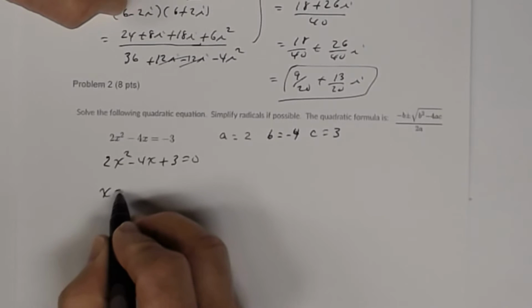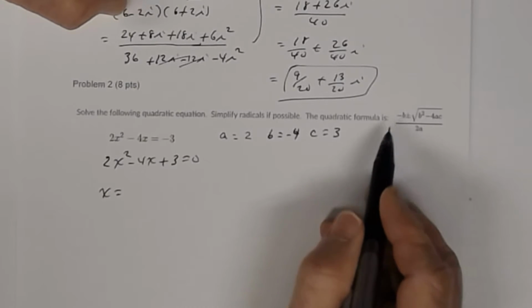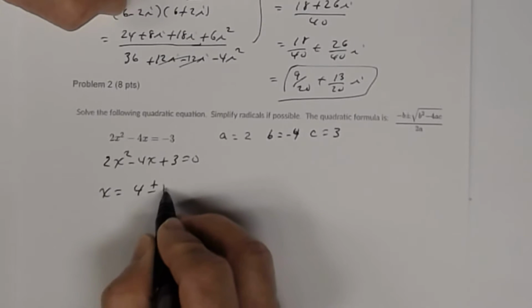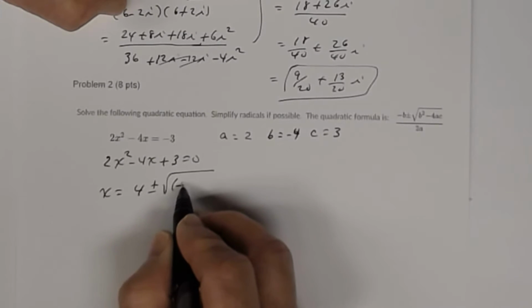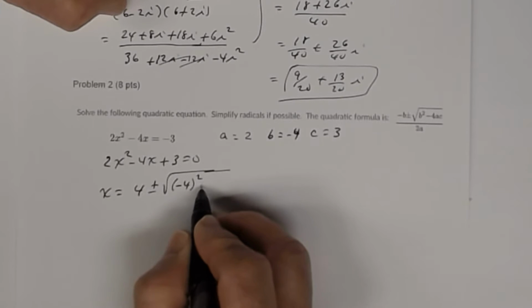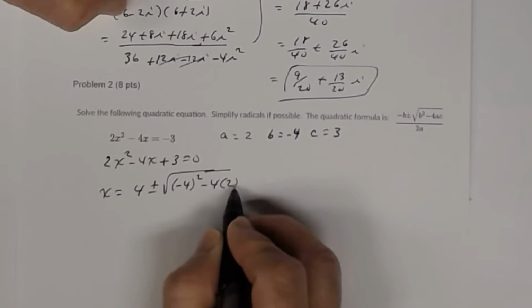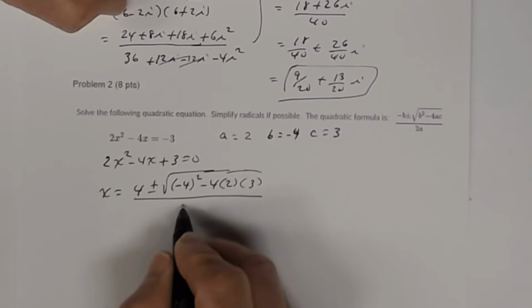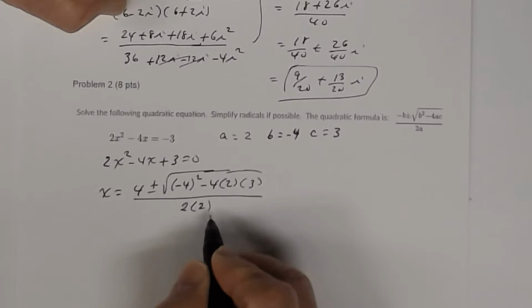So I get x equals the opposite of b. Well, if b is negative 4, the opposite of negative 4 is a positive 4. Plus or minus the square root of b squared. So if b is negative 4, I've got to square that. Minus 4 times a, which is 2, times c, which is 3. All of that is being divided by 2 times a, which is 2.